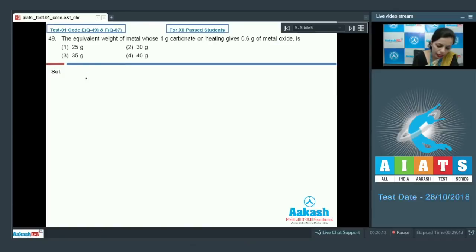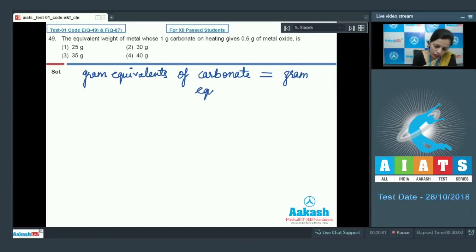So simply this can be calculated with the help of the fact that the gram equivalent of carbonate of the metal should be equal to the gram equivalent of its oxide. Now how do we calculate the gram equivalent? If I talk about the carbonate, it can be calculated by its mass divided by its equivalent weight.